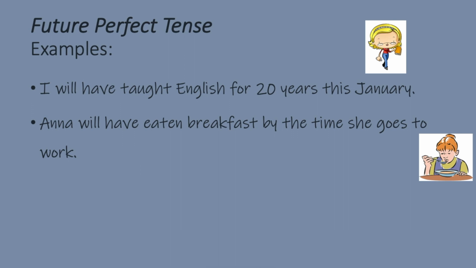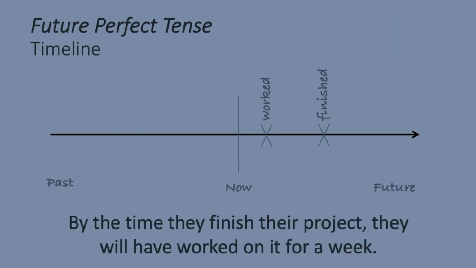Let's go back to our example about some people working on a project. By the time they finish their project, they will have worked on it for a week. You can see on the timeline that both things happen in the future. They will work on their project and they will finish their project. Using logic, you know they have to work on it before they finish it. You also know that by the phrase by the time that is used in future perfect.